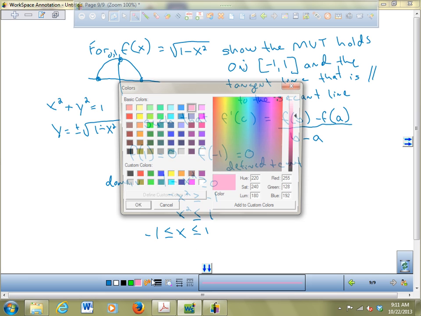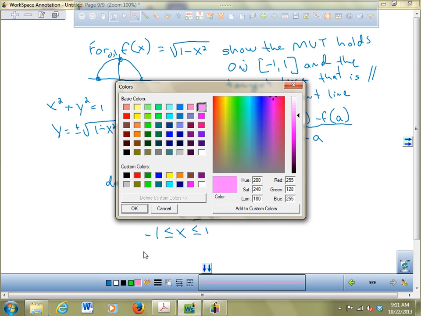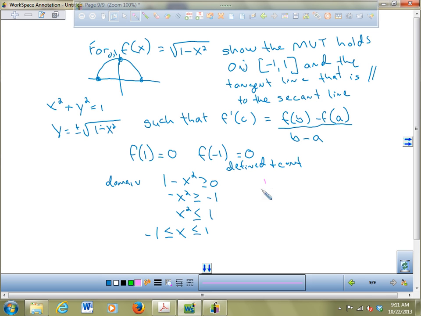I need a different color. I don't like this one. I like purple. Okay. Let's do f prime of x. You want to give that a shot, David?